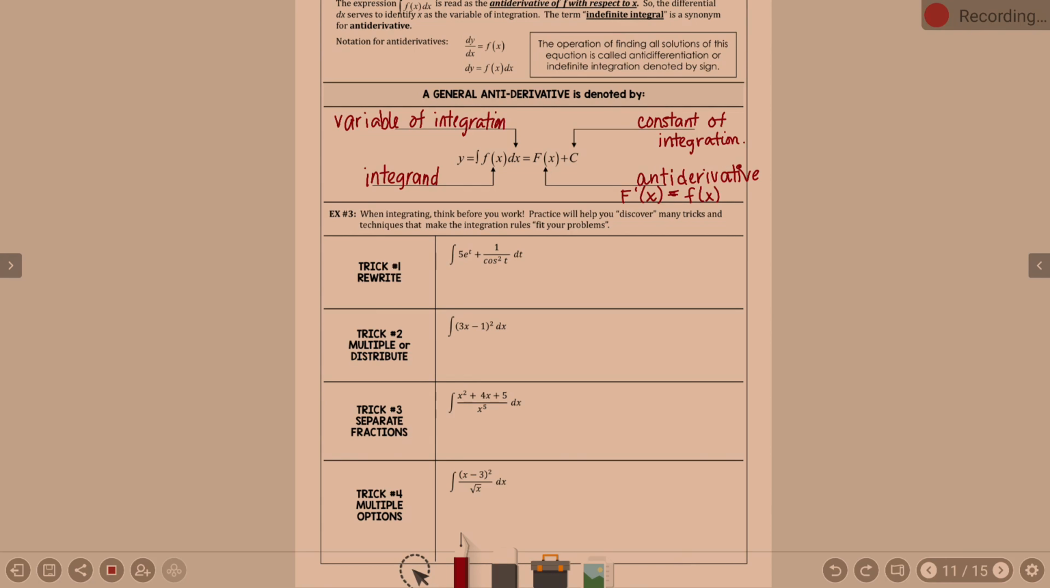Can't be insides of a log, can't be negative. Oh, okay. So it's not anything special. No. Okay, guys. Example 3.